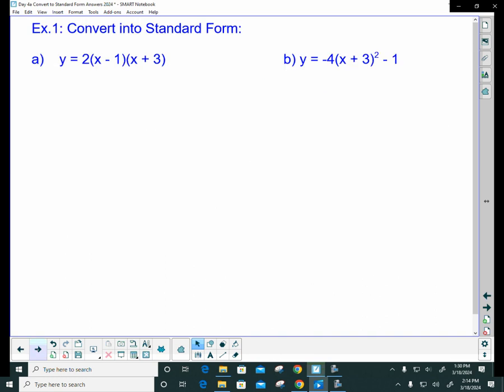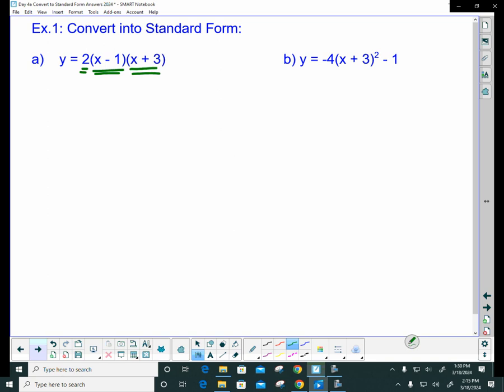Okay, so here's two examples. In the first one, it's y equals 2 bracket x minus 1 times x plus 3. So you'll notice that we are multiplying three things together. We've got the 2 times the x minus 1 and times the x plus 3. When you're multiplying three things together, you can pick any two of those, multiply them together, and then take that answer and multiply it by the third. So there's a couple of ways that we could do this.